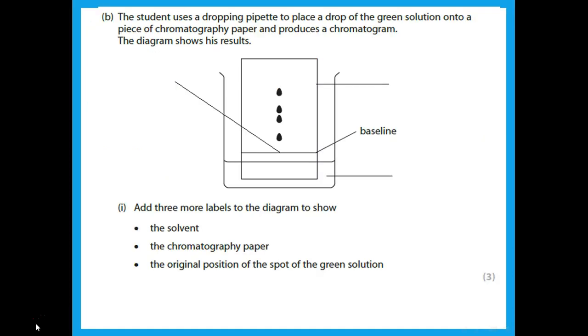Okay. The student uses a dropping pipette to place a drop of the green solution onto a piece of chromatography paper and produces a chromatogram. The diagram shows his results. Add 3 more labels on the diagram to show where the solvent is. Where is the solvent? The solvent is down there in the beaker. Where is the chromatography paper? Of course, that's the chromatography paper. The original position of the spot, where did he originally put the spot? Below that line of 4 spots. It should be down there.